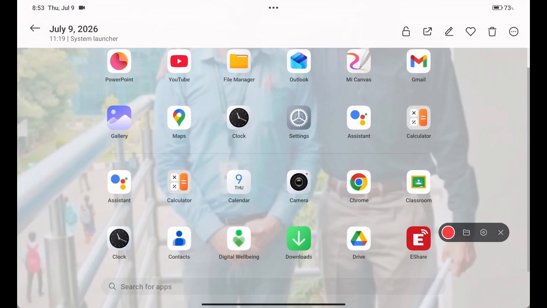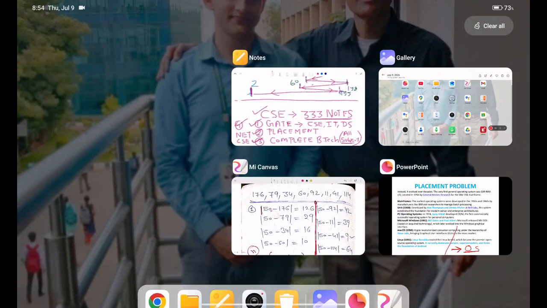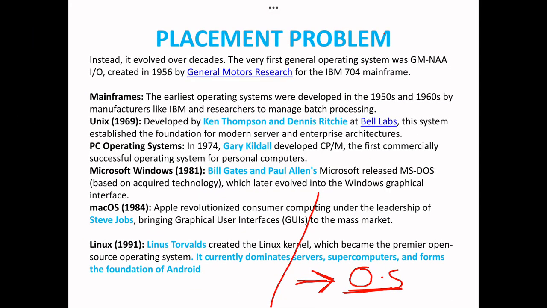Now see here, this is our device. You can see there are many applications. These are applications: PowerPoint, YouTube, File Manager, Outlook, Gmail, Map, Clock, or any different type of apps. These applications are working only because of the operating system. Now there are many different types of operating systems that we will study.